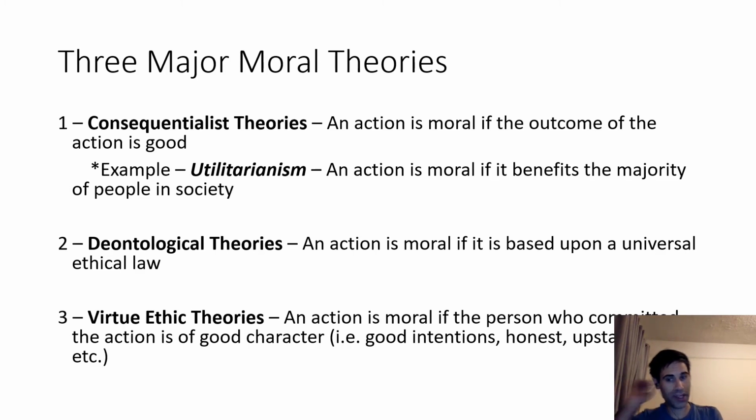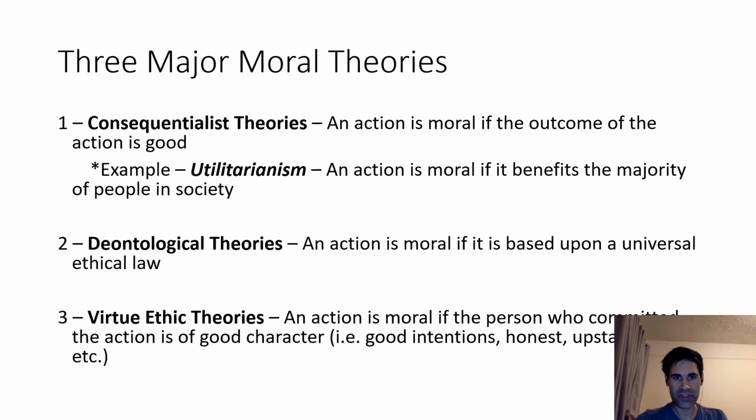All right, so in the Western philosophical tradition, there are 3 major moral theories: consequentialist theories, deontological theories, and virtue ethic theories. So we're first just going to go over the definitions, and then we will go about trying to explain what these mean. So consequentialist theorists argue that an action is moral if the outcome of the action is good. So how do we determine whether something is moral or not? If the outcome is good.